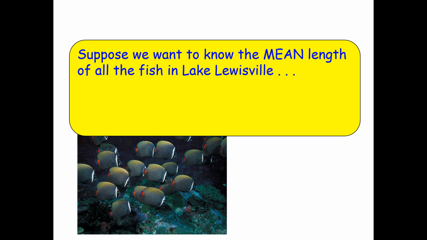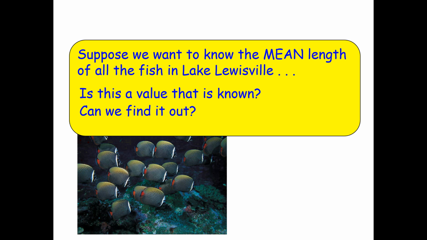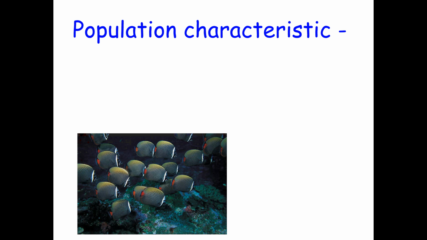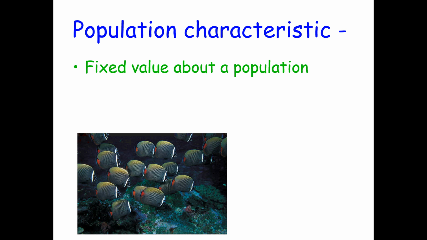In this video, we're going to be talking about describing the center of a data set. Suppose we want to know the mean length of all the fish in Lake Louisville. Is that a value that is known? Can we find it out? At any given point in time, how many values are there for the mean length of the fish in the lake? What we're talking about is a population characteristic. This is a fixed value about the population, and it's typically unknown.